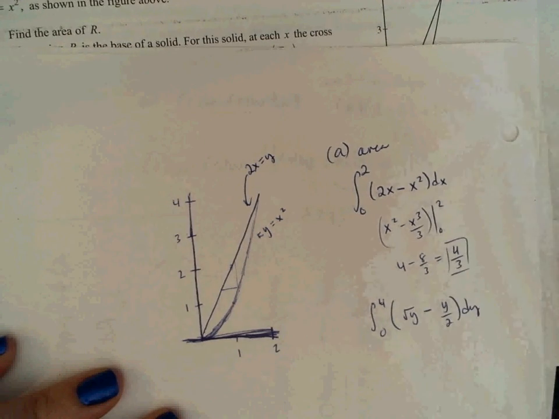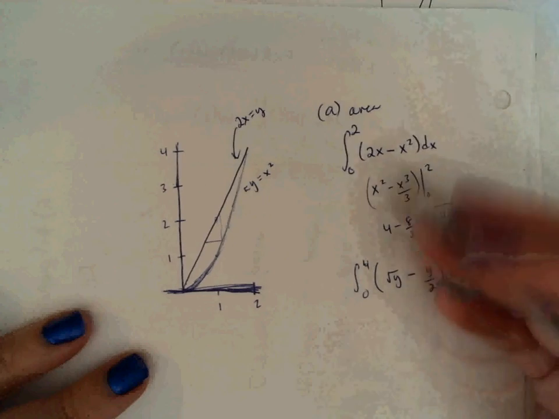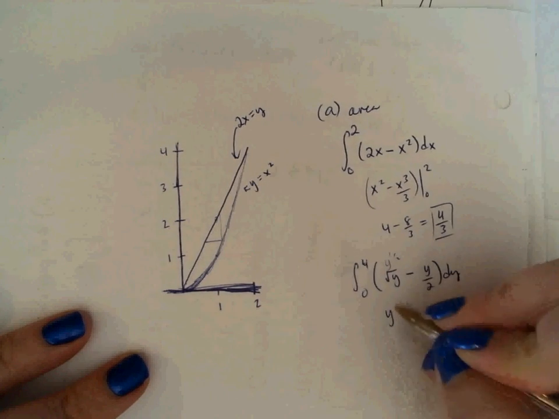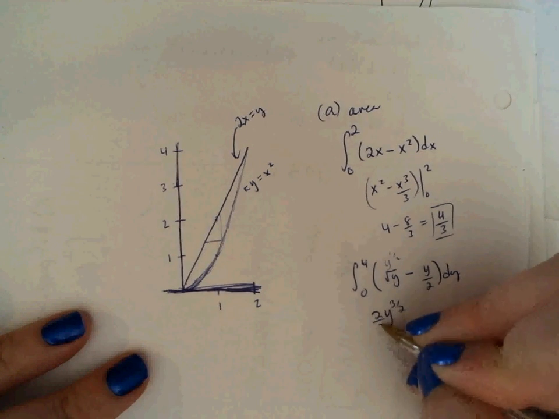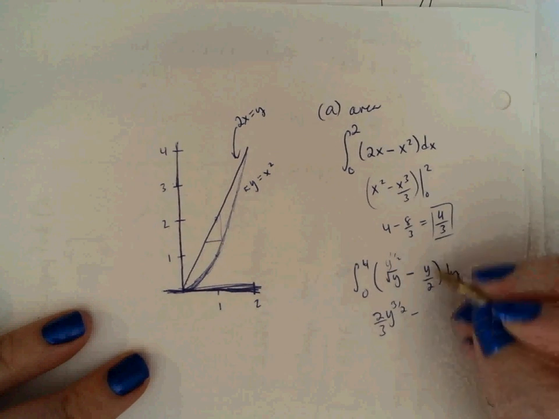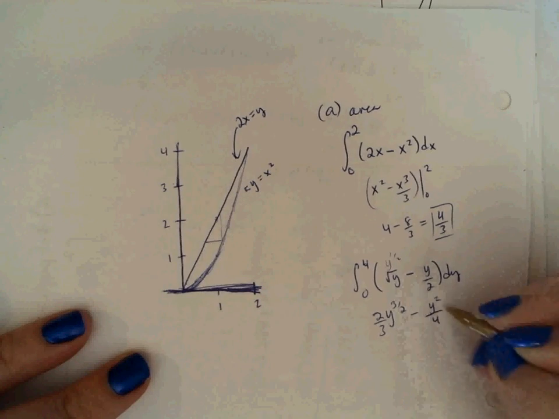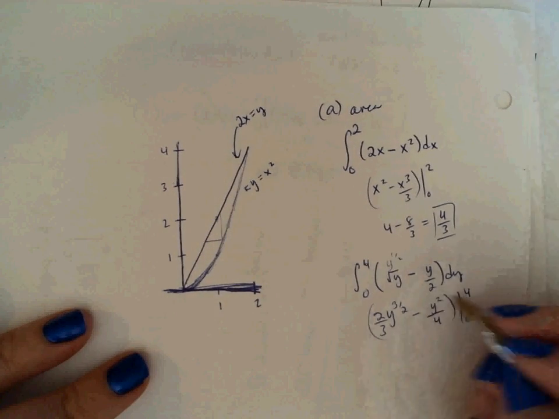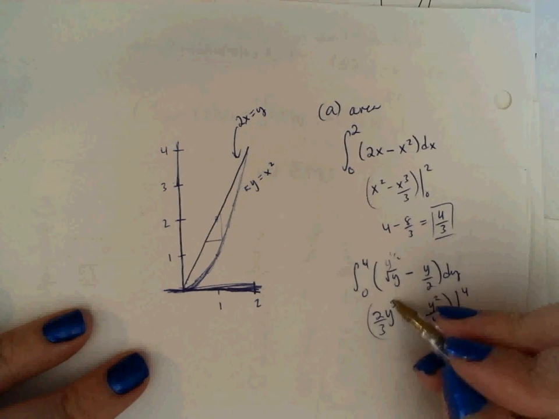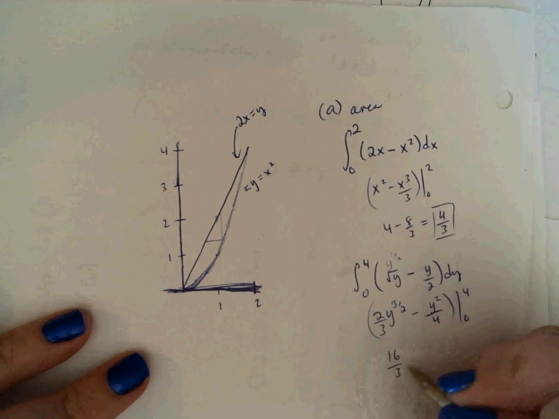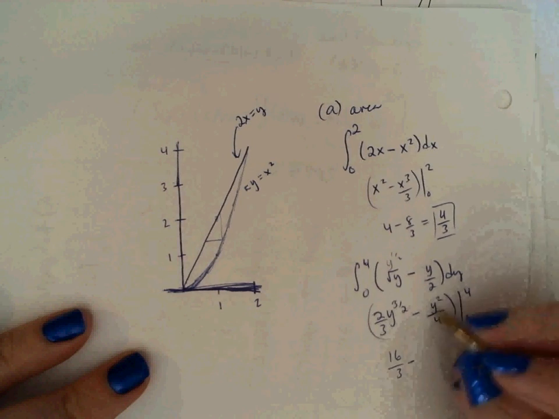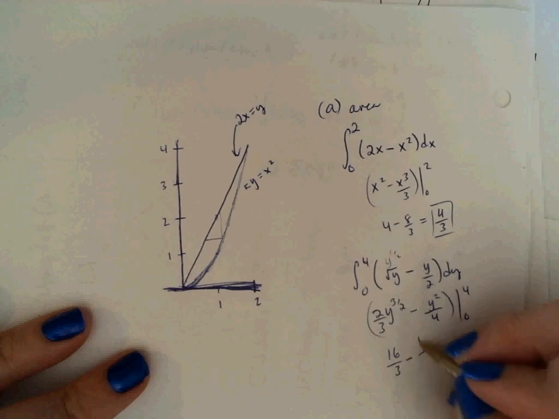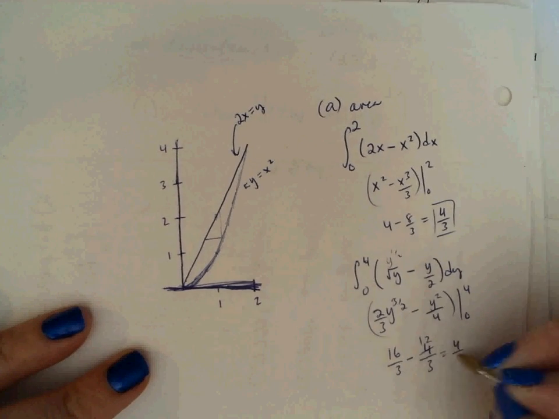Okay, if we antiderive this one, you don't have to do it both ways, I'm just showing you. This would be y to the 1/2, so add 1 to the power, 3/2 times 2 thirds, minus, add 1 to the power, divide by the new power, from 0 to 4. So we're going to plug in 4. The square root of 4 is 2, 2 cubed is 8, 8 times 2 thirds is 16 thirds, minus, and then 4 squared is 16 divided by 4, that's 4, and 4 is 12 thirds. So we get 4 thirds either way. Okay, so that's part A.